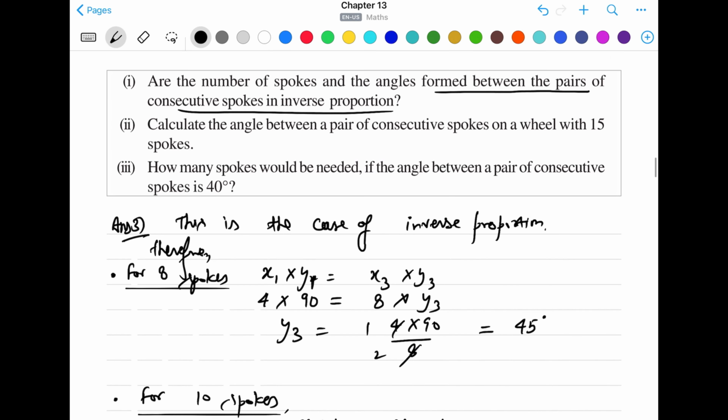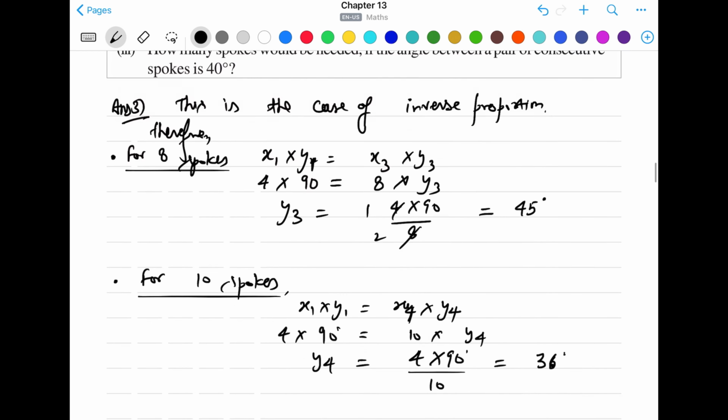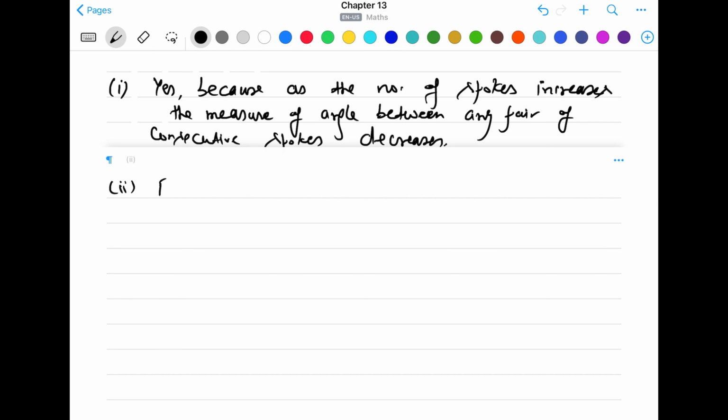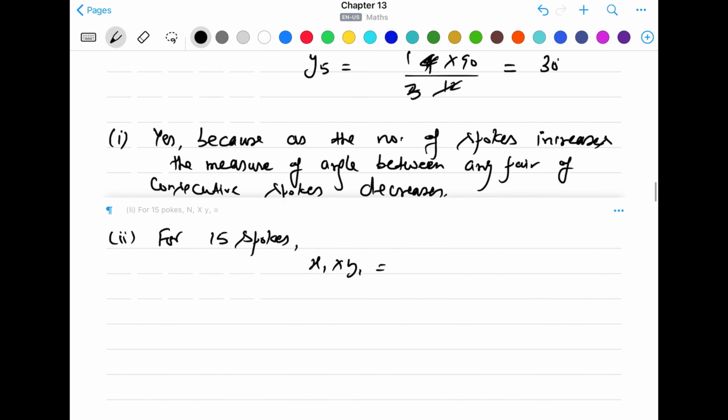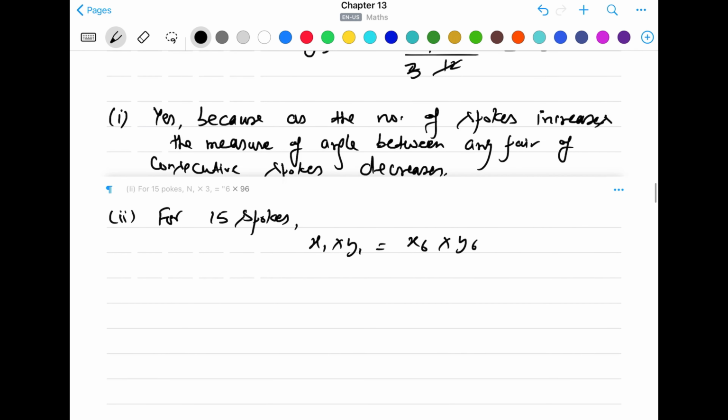Second one is: calculate the angle between a pair of consecutive spokes on a wheel with 15 spokes. Now the spokes are 15, so we'll calculate it for 15 spokes. Again the relation will remain the same, that is x1 into y1 will be equal. Earlier we had y5, so let's take it as x6 into y6. So x1 is 4, y1 is 90 degree, equals x6, which is now 15, and y6 we have to calculate.